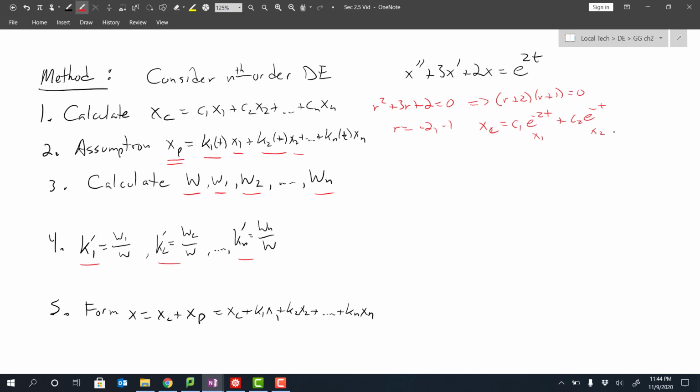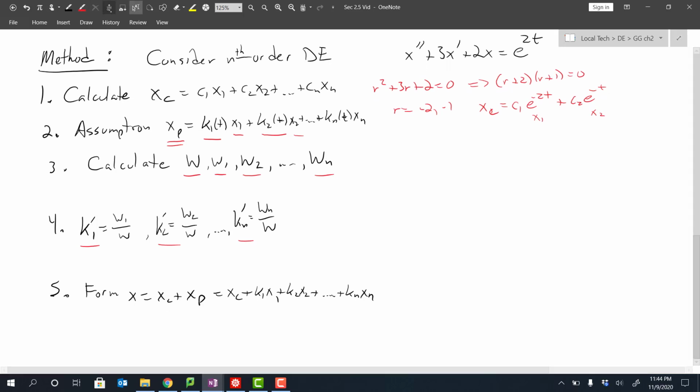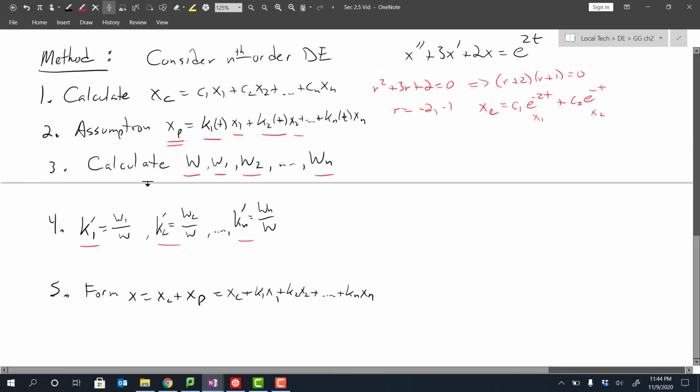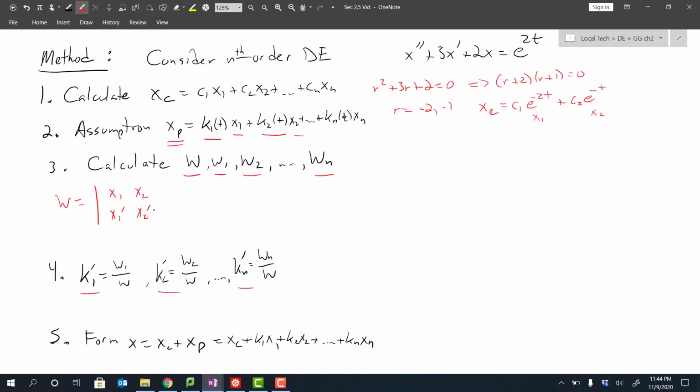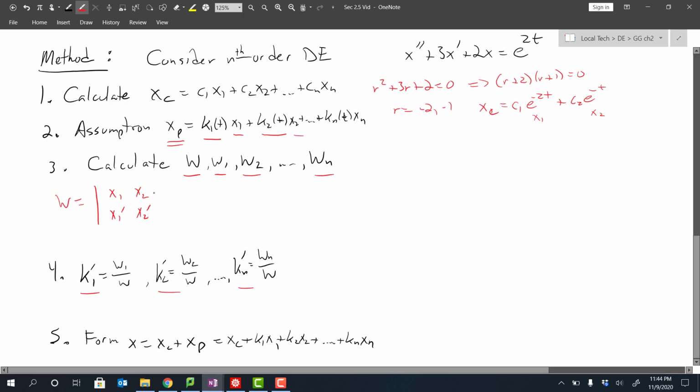Next, we're going to calculate w, w1, w2, and wn. So what are these? Well, we already know what w is. W is the Wronskian. So it's the determinant of the matrix we get when we take our solutions along the first row and the derivatives along the second row. And if it was a third order equation with three solutions, we would need to take the first and second derivatives, so we would have three rows to match the three columns. But in this case, we just have the determinant of this 2 by 2 matrix.